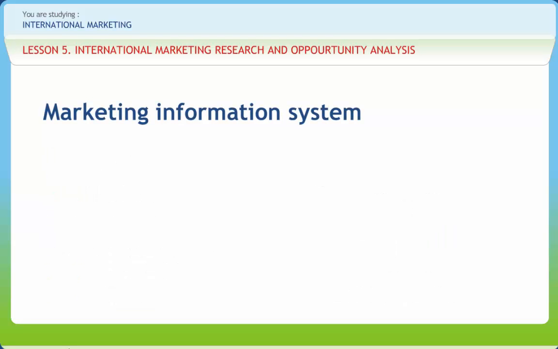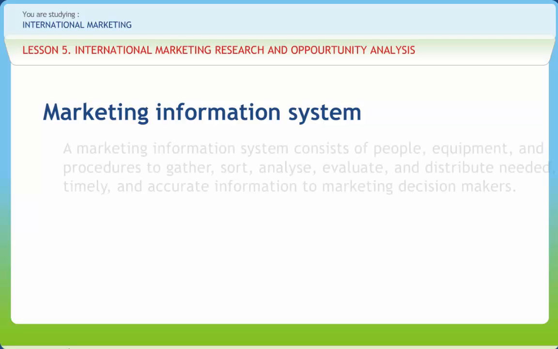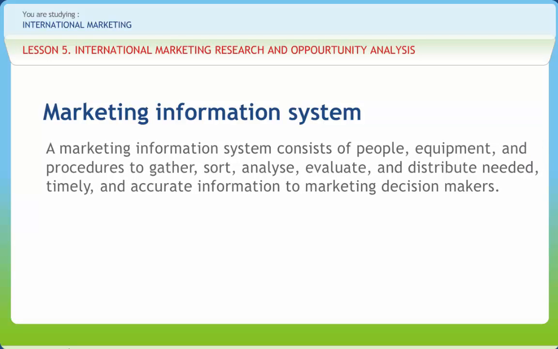Every firm must organize and distribute a continuous flow of information to its marketing managers. Companies study their managers' information needs and design marketing information systems (MIS) to meet these needs. A marketing information system consists of people, equipment, and procedures to gather, sort, analyze, evaluate, and distribute needed, timely, and accurate information to marketing decision makers.